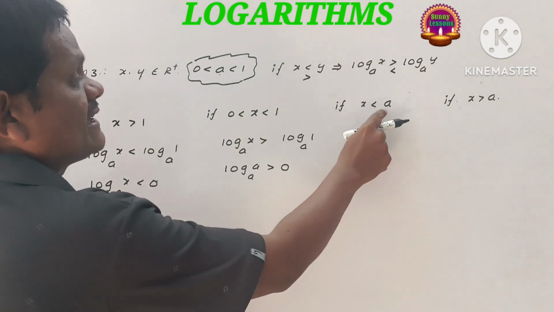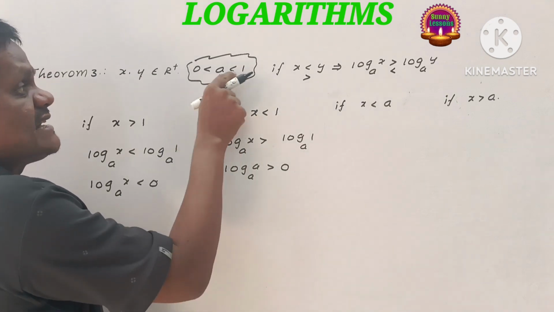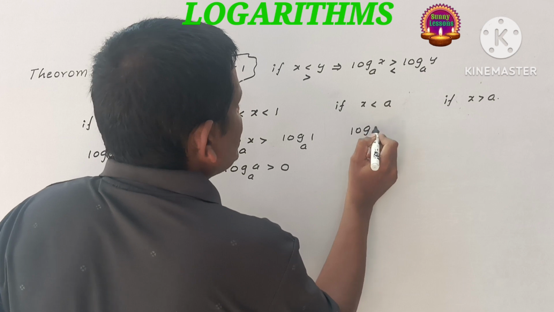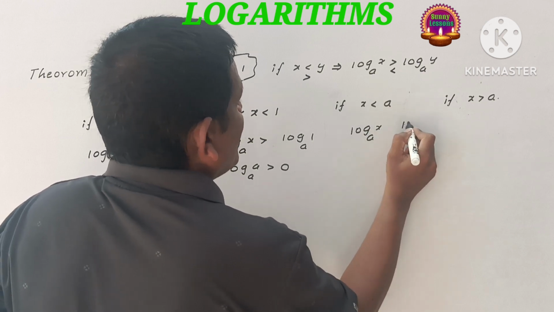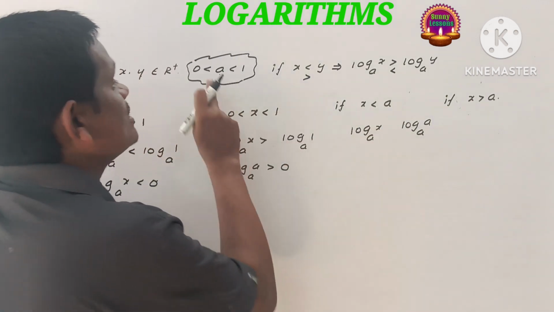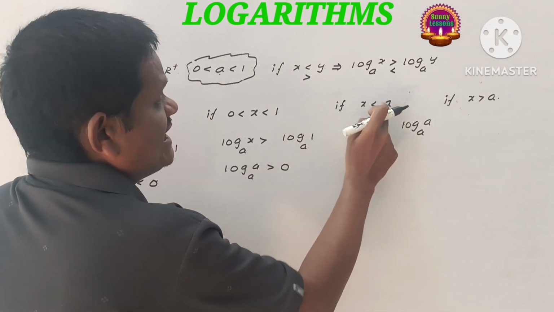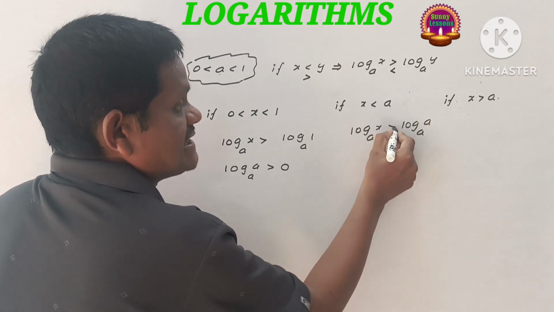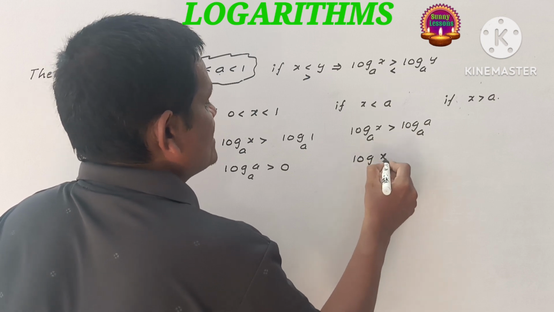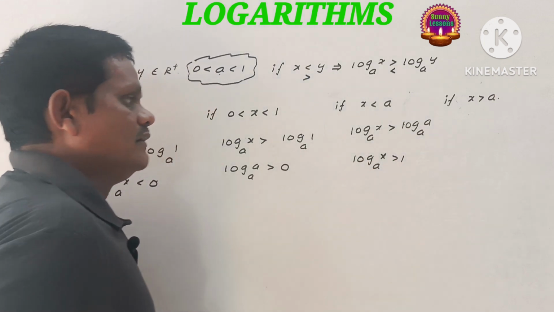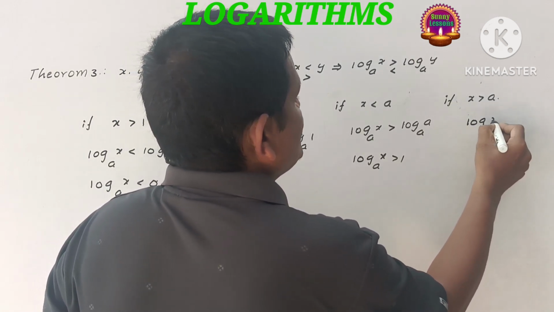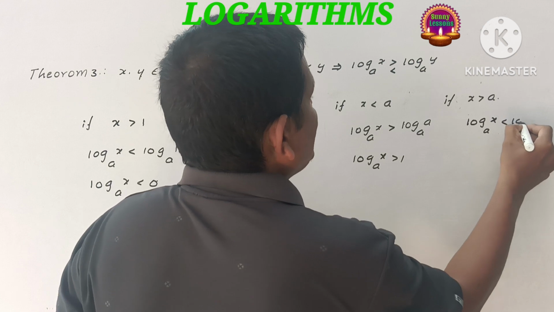If x is less than a, here a lies between 0 and 1. In this case, log x base a and log a base a. If x is less than a, then log x base a is greater than log a base a. So log x base a is greater than 1. Next condition is, if x is greater than a, then log x base a is less than log a base a.